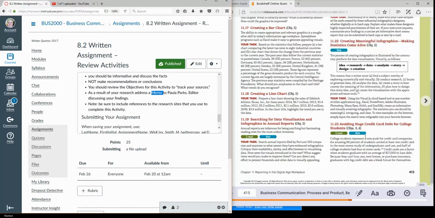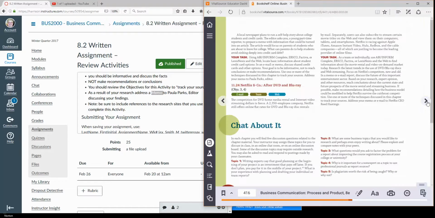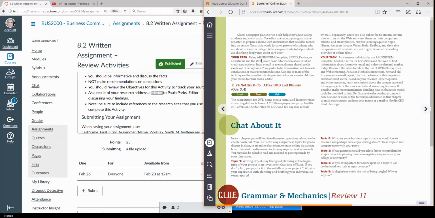Include your references. So, college students represent a new push for credit card companies. They always do. Credit cards are a factor when students graduate with an average of $27,000 in loan debt. Up here, so your task, using EBSCO, Factiva, LexisNexis, and most of these you may not, you can check the online Harrison's library, you may have access to some of these, I don't know. If one of those fails, look at the web. Locate basic information about student credit card options.